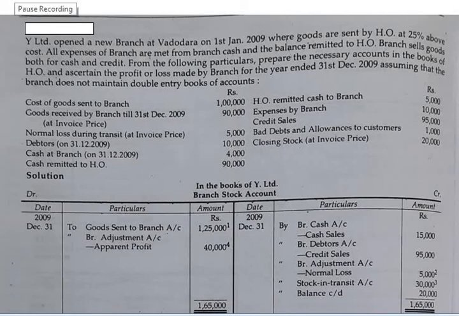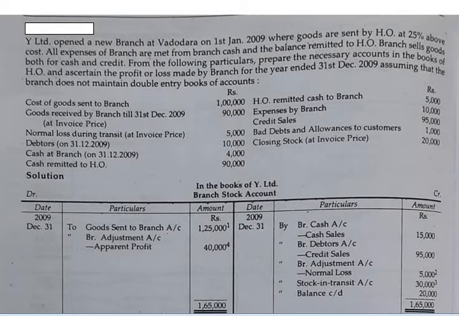Let us look at this particular problem. It says Y Limited opened a new branch at Badudara on 1st January 2009. So remember, it's a new branch. It's being started on 1st January 2009 and goods are being sent by the head office to the branch at 25% above cost. Then all the expenses of the branch are met from the branch cash account itself, and the balance is being remitted to the head office, and the branch sells goods both for cash and on credit.